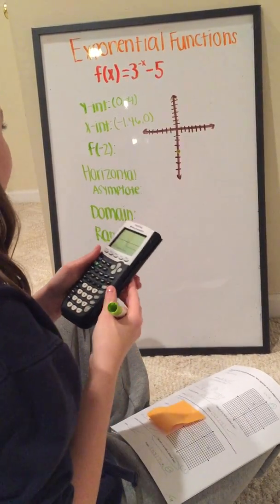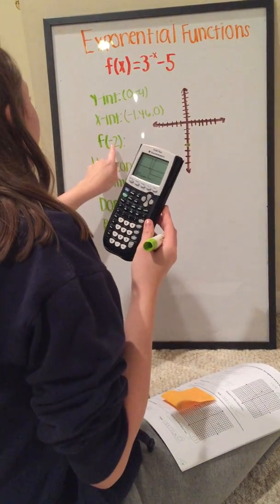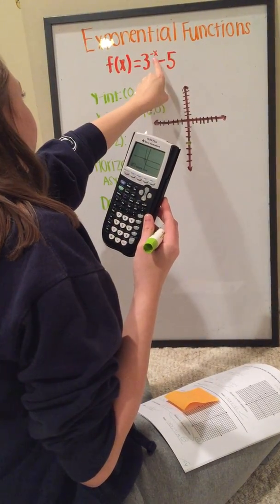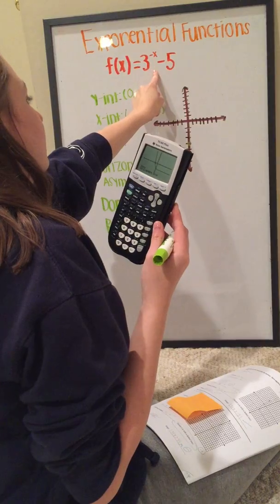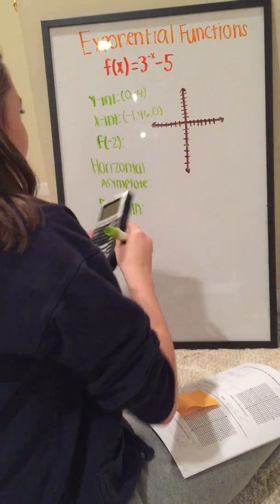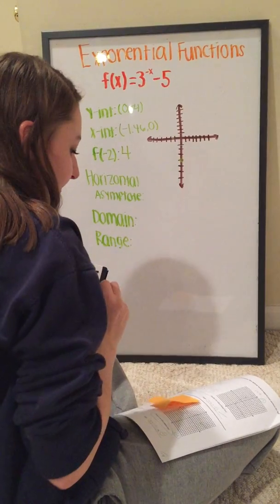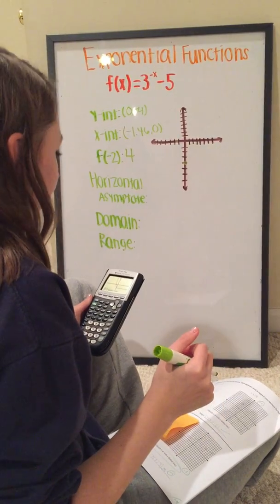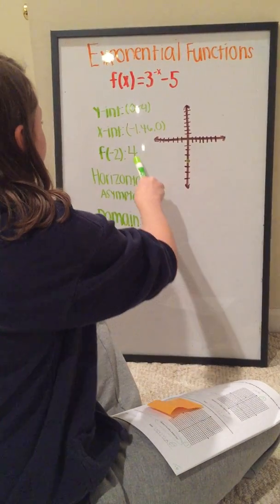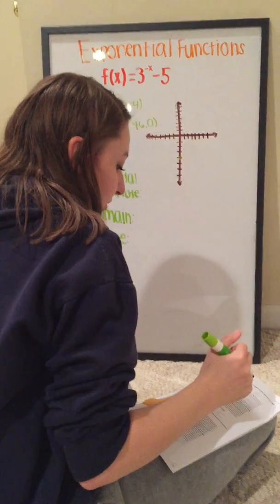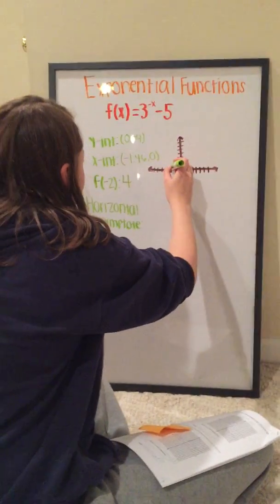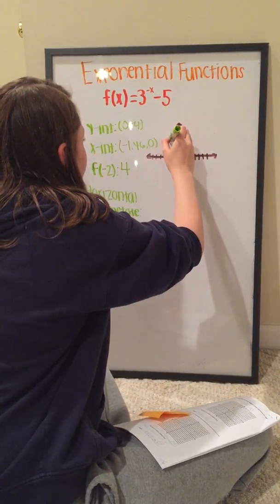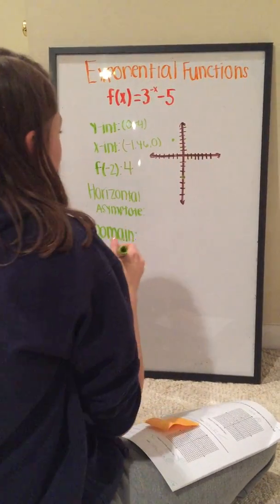And then to find f of negative 2, all you want to do is plug negative 2 into the function. So it would be 3 to the negative negative 2, which is 3 squared, minus 5, and that is 4. Also, this coordinate is negative 2, comma 4. And those are the points you want to have on the graph.